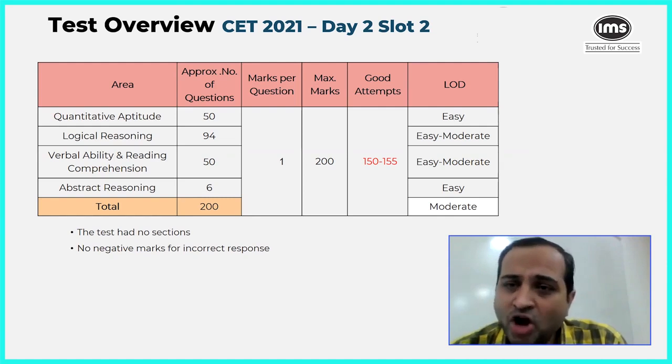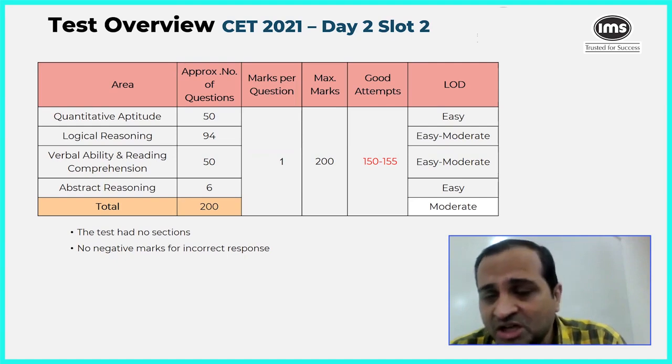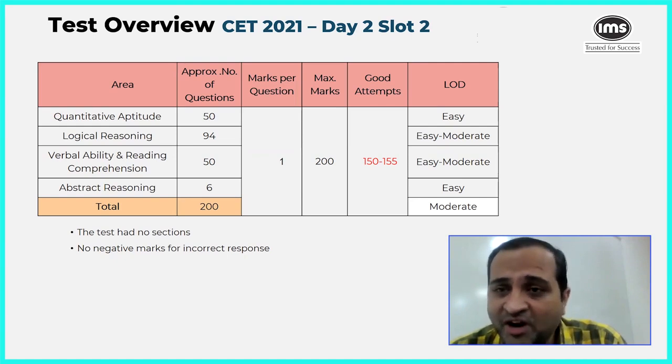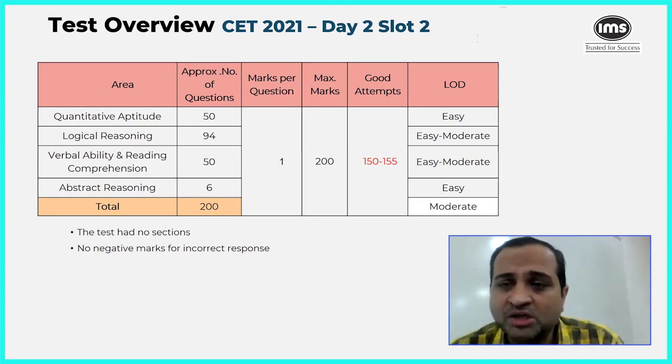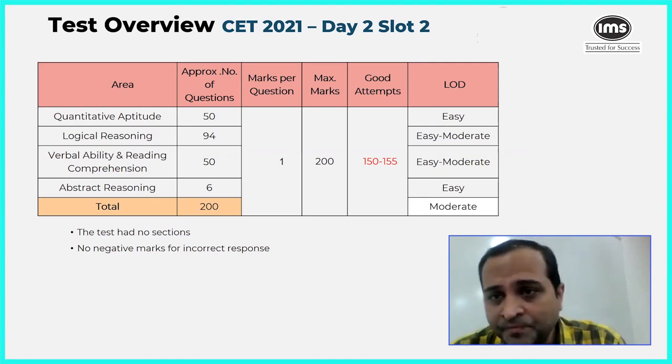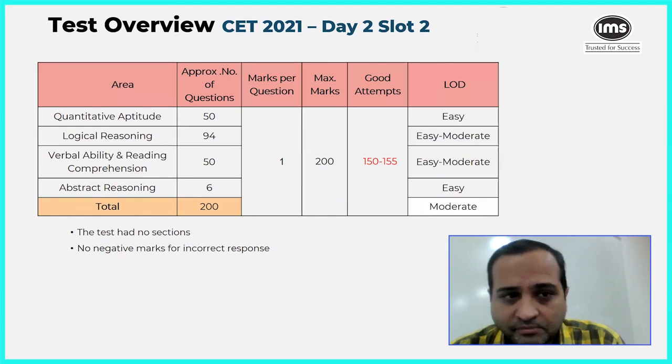If I look at logical reasoning, there were 94 questions. Once again, level of difficulty wise, out of this 94, there were approximately 15 questions on a little difficult side, and the remaining questions were relatively easier.